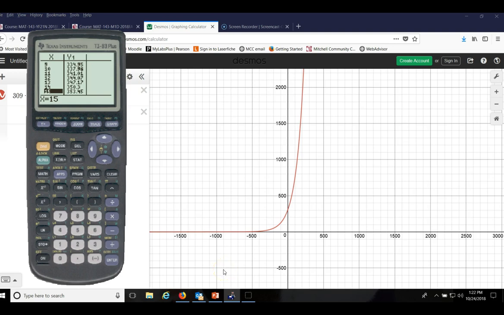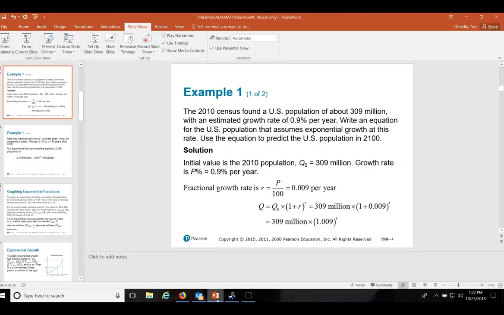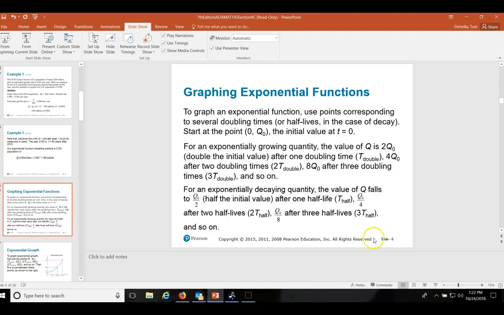But one of the best ways is to use the idea of doubling. Doubling is going to say how long does it take from my initial value for my amount to double. I started with 309. When do I get to 618? How long does that take? And then you could double that again. From 618, how long does it take to get to 2 times 618, which would be 1238? And that would be a second round of doubling.